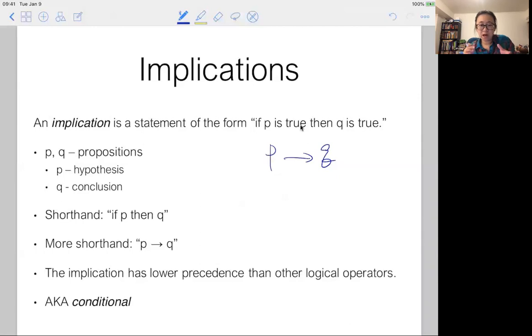It also has a lower precedence than any other logic operations. For example, if I have something like A or B implies C and D, in this case the implication symbol is evaluated last.